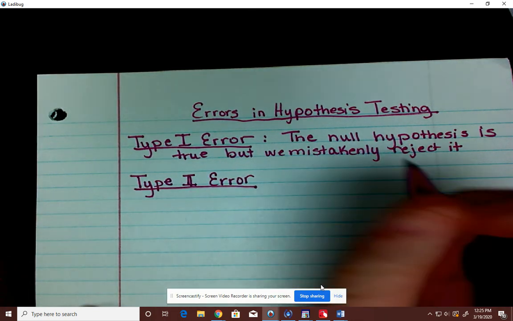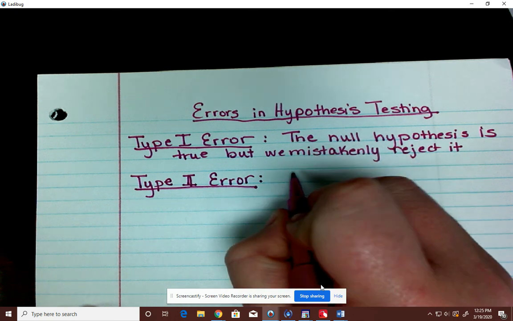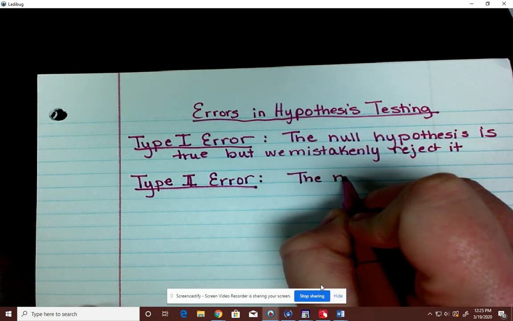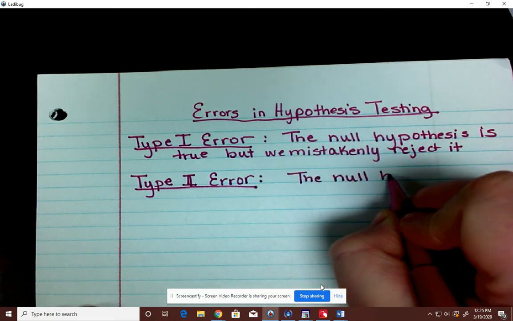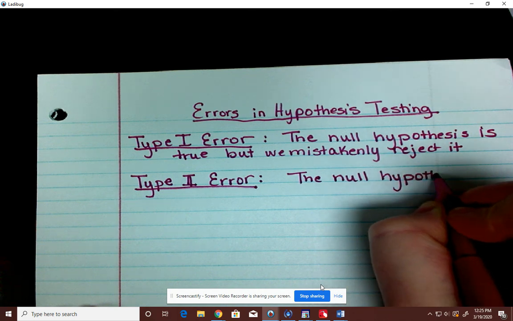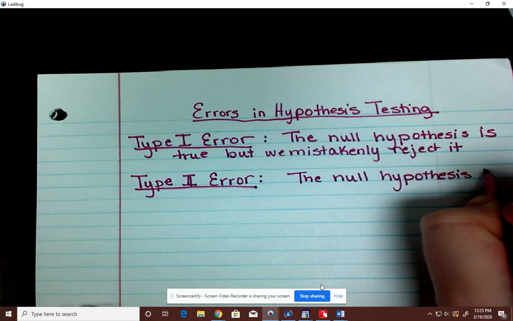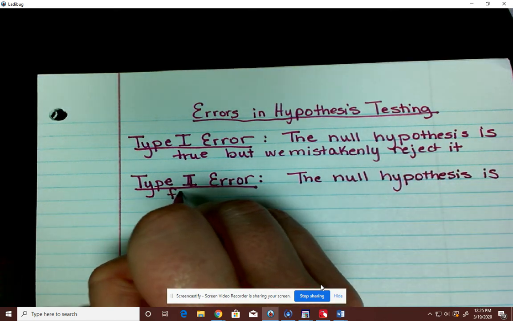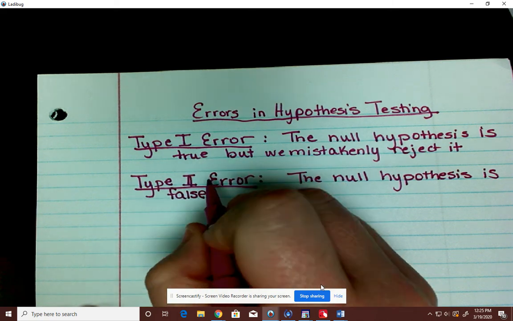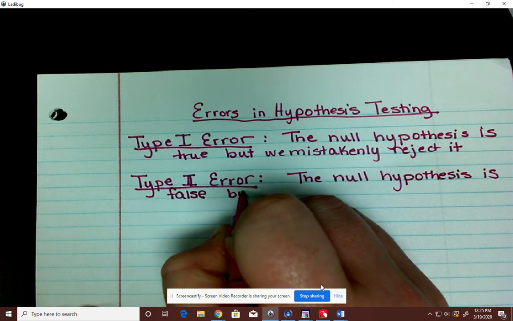Then we have a type 2 error, that's the second kind, and that's where your null hypothesis is actually false, but we fail to reject it, so we believe it's true.